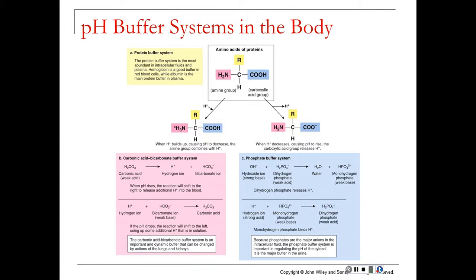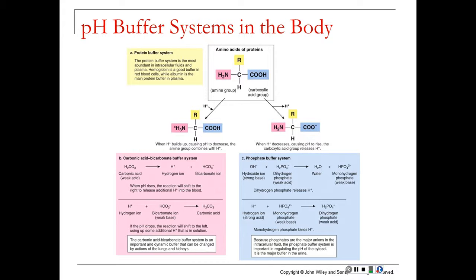There's also a protein buffer system. This protein buffer system is simply where these amino acids will either absorb or release a hydrogen ion depending on the pH demands of the system. The phosphate buffer system is another simple system, the idea of a hydroxide ion and your phosphate acid here forming water and a monohydrogen phosphate, and then just going back and forth between these various components as a phosphate buffer system.